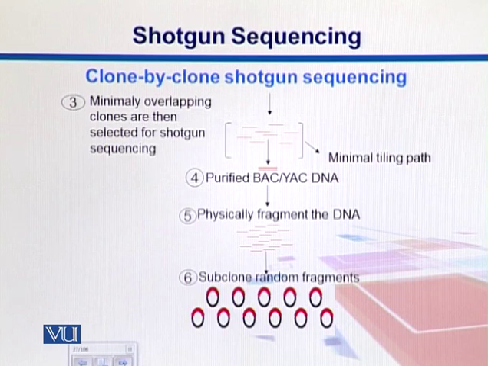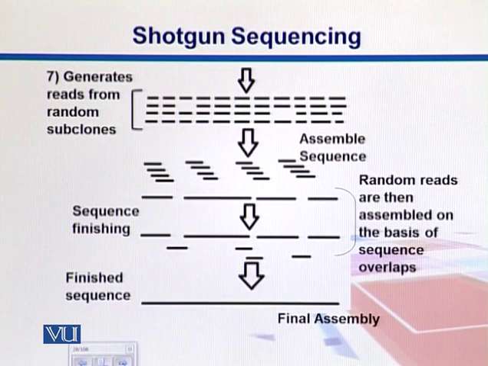So we take minimally overlapping clones, purify those BACs and YACs for the DNA, and physically fragment them. In the end we get small fragments from these clones, and these are again subcloned into vectors. So it's a second step of cloning. Then we break those clones and present them to the sequencers, and in the end we get short reads.